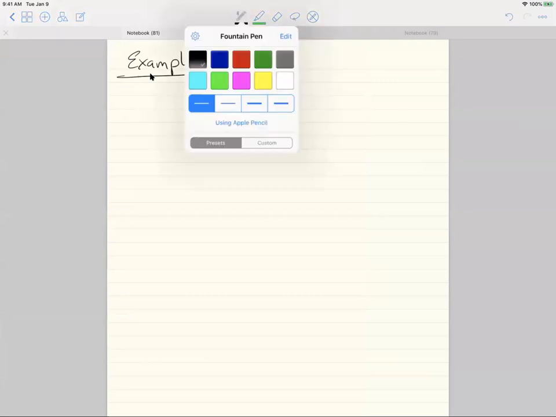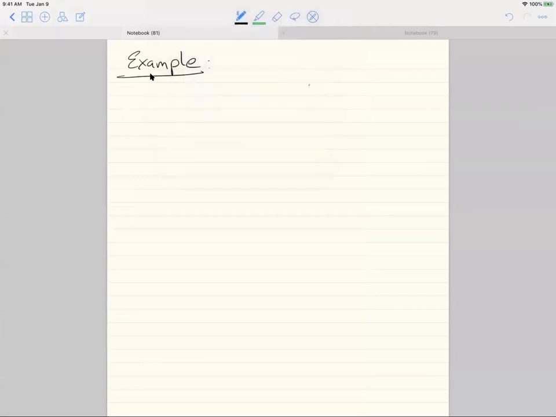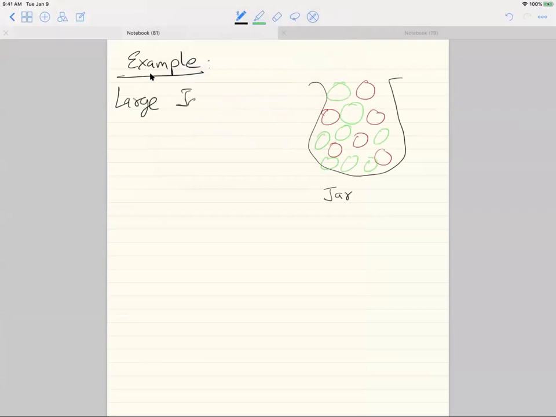Suppose we have a large jar with many balls in it. There are some balls that are colored red, other balls that are colored green. So we have a large jar with red and green balls.